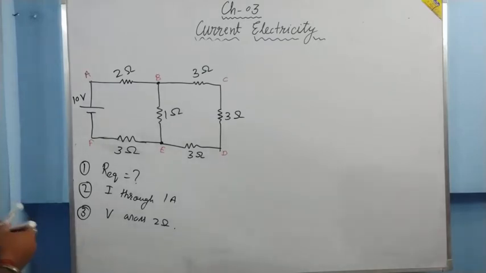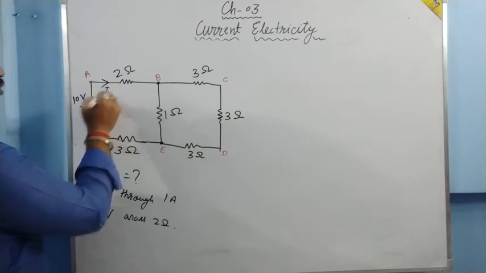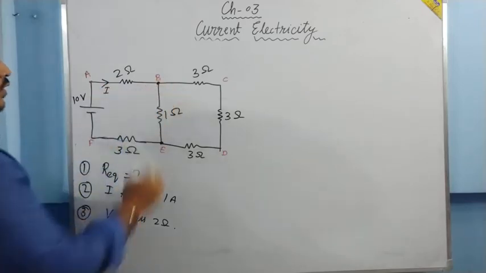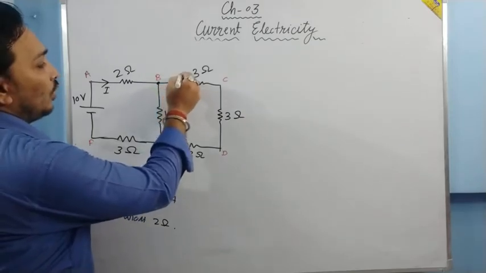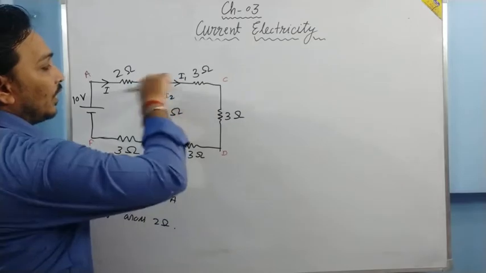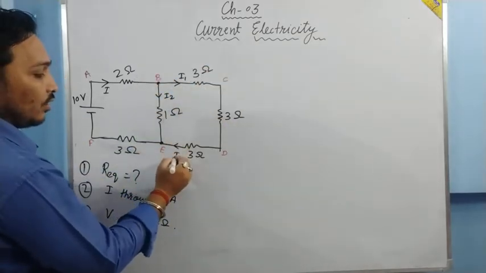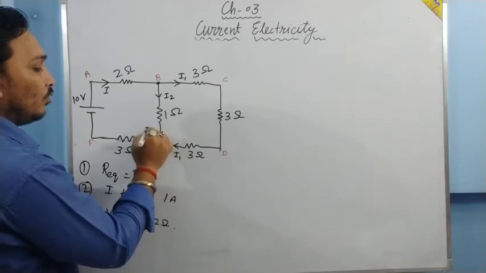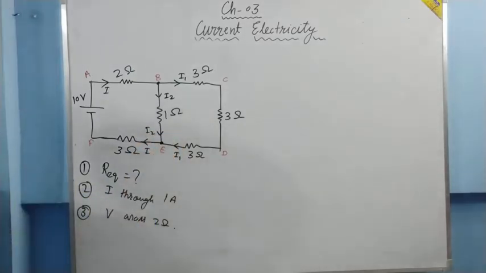Now what happens? If a current is flowing from here, suppose I, so obviously this current will be divided. Where will it divide? It will go in this branch and in this branch. I1 this side and I2 this side. Again, I1 comes from here, I2 comes from here. They just combine and get the current of I.